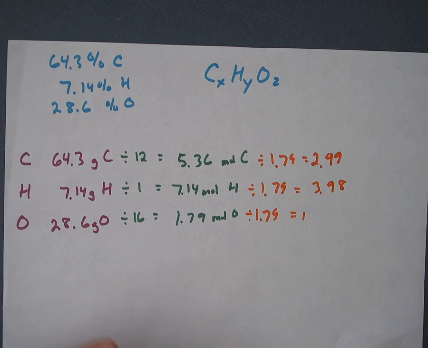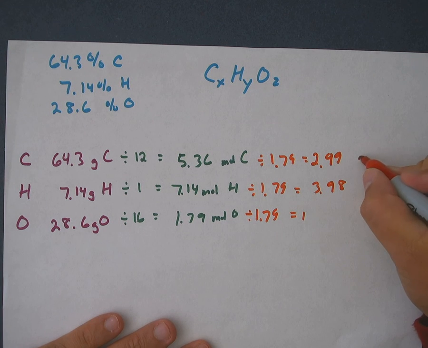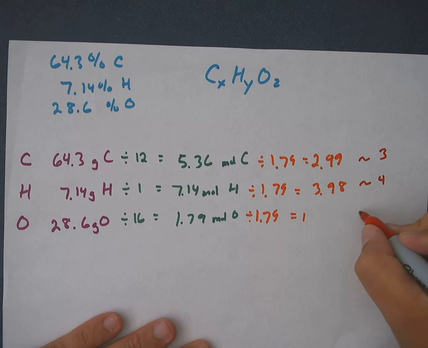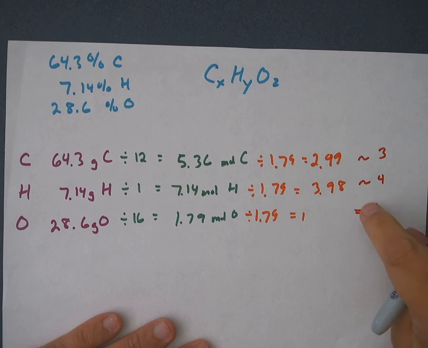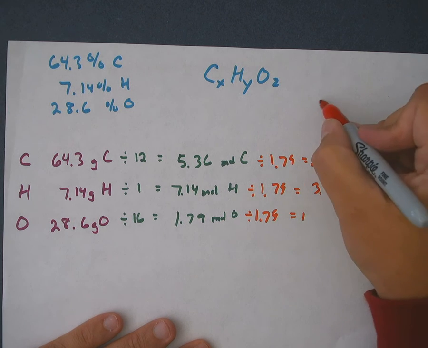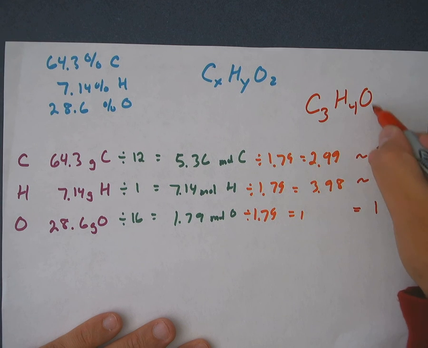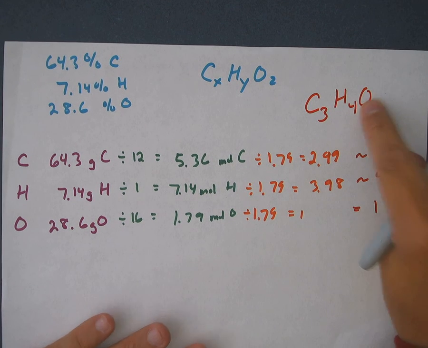I do not need to worry about doubling or tripling, because this is pretty much a 3. This is pretty much a 4. This one, of course, equals 1. This is my answer. C has a 3. H has a 4. Oxygen has a 1, but we know not to put the 1 in there.